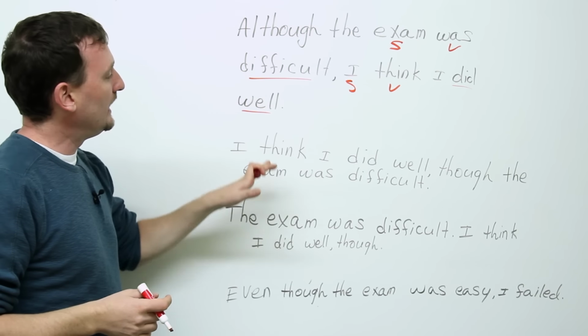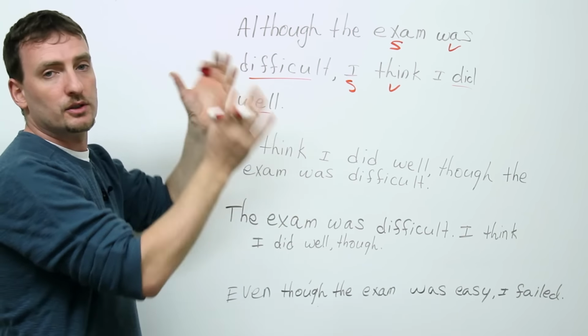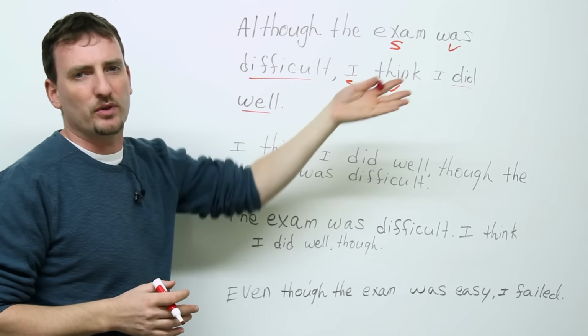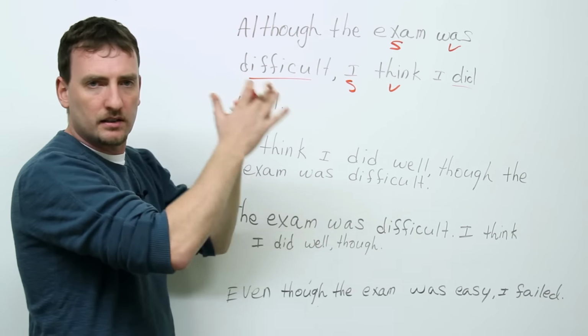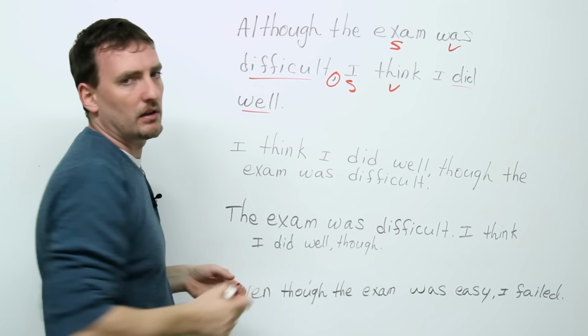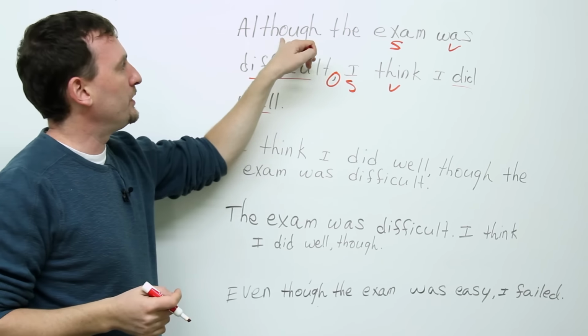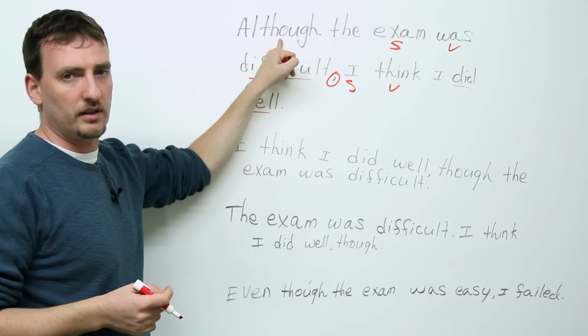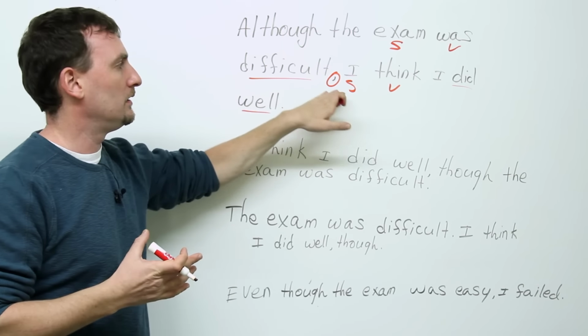That's your main one. Now, same sentence, I can switch it around. I can say, I think I did well, although the exam was difficult. Beginning, end, doesn't matter. The only difference would be the comma. If you put this as the second clause, no comma. If you begin the sentence with the adverb marker, you have a comma.